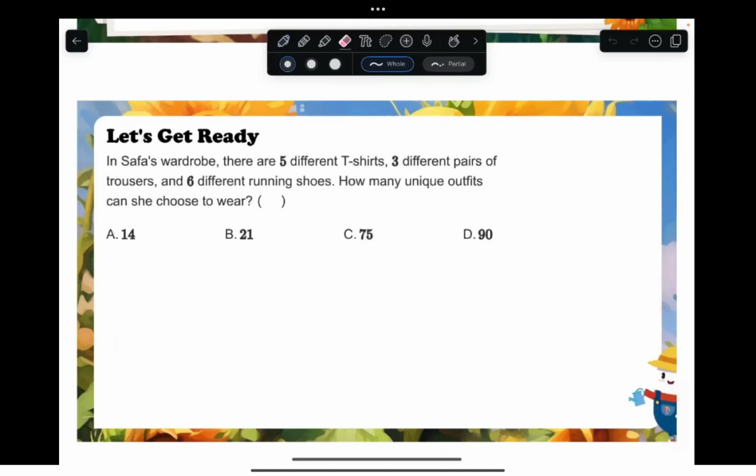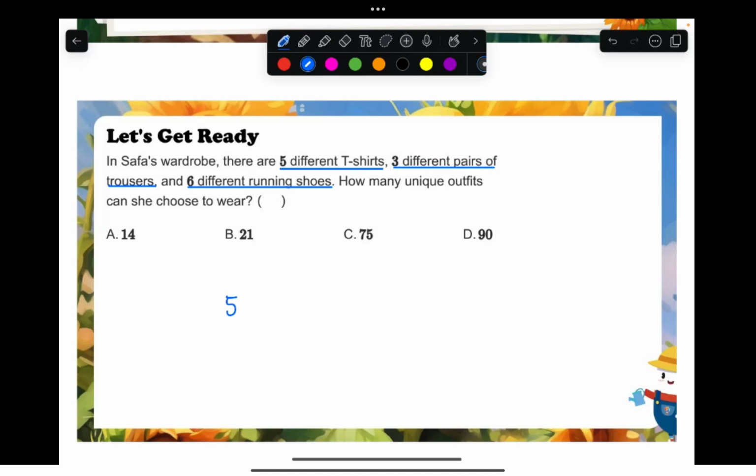In Safa's wardrobe, there are 5 different t-shirts, 3 different pairs of trousers, and 6 different running shoes. How many unique outfits can she choose to wear? Last week, we learned that if it is the AND case, or we can say that they are steps, so you have multiple decisions to make, then we need to use multiplication, right? You have to pick a t-shirt, and then pick a pair of trousers, and then pick running shoes. So that's why we should use multiplication.